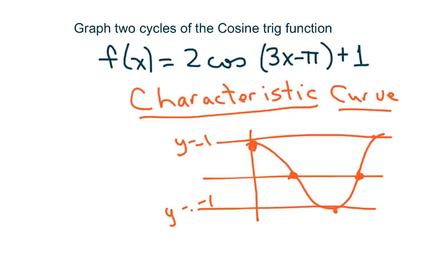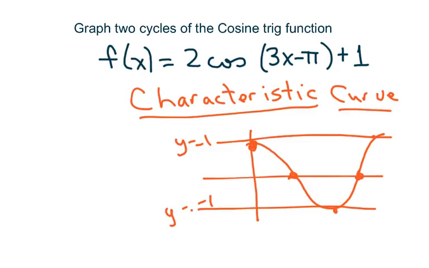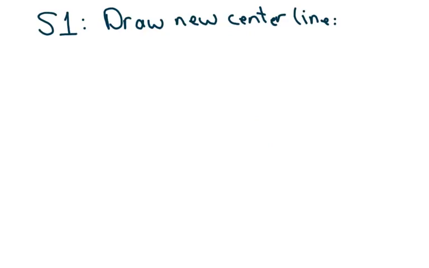So we're going to do what we did in the previous video with the sine trig function and go through 6 steps, and I'm going to graph it as I follow the steps. Step 1 is to draw the new center line. Remember, this is your vertical shift. I'm shifting up by 1, so my new center line is going to be y equals 1.